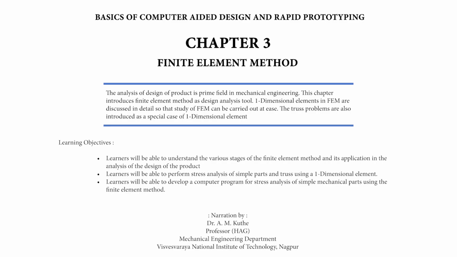It can be shown that Ke equals L transpose K into L, where Ke is called the elemental stiffness matrix when the displacement is expressed in Q1, Q2, Q3 and Q4. Ke can be written as AE upon Le, [L square, Lm, minus L square, minus Lm; Lm, m square, minus Lm, minus m square; minus L square, minus Lm, L square, Lm; minus Lm, minus m square, Lm, m square].